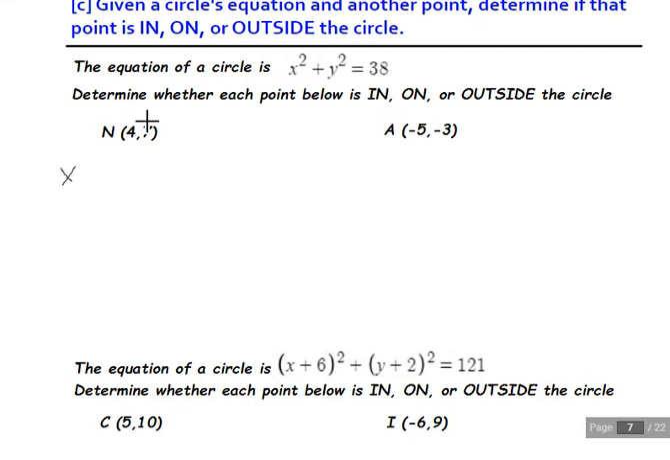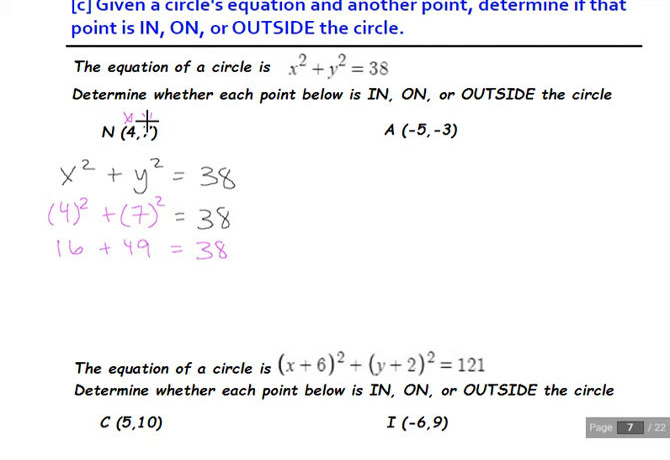In this case, x squared plus y squared is equal to 38. So we use our x and y value to calculate that distance between the origin, the center origin, and the point n. So we'll have 4 squared plus 7 squared is equal to 38. Right? So 4 squared is 16. That's going to be 49.